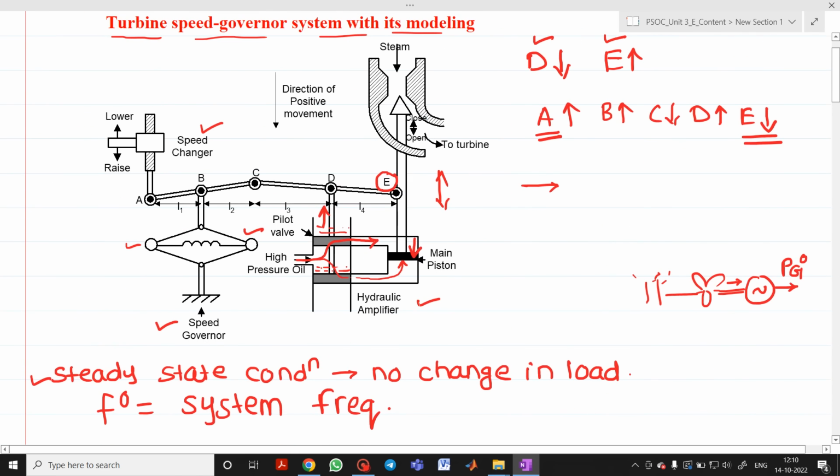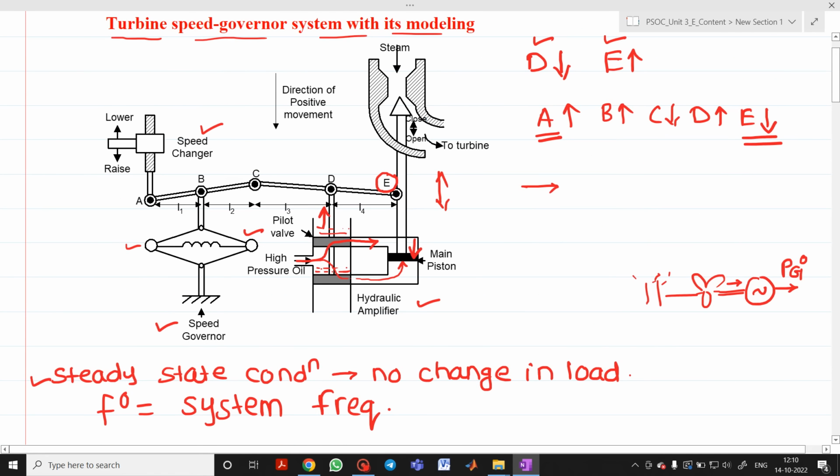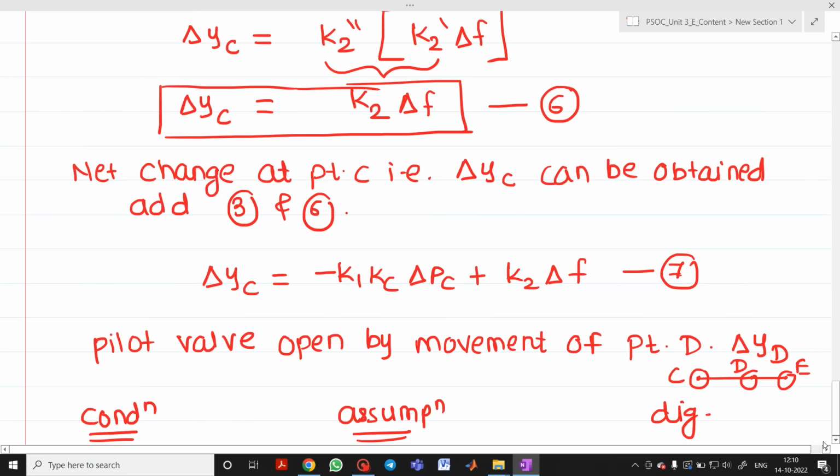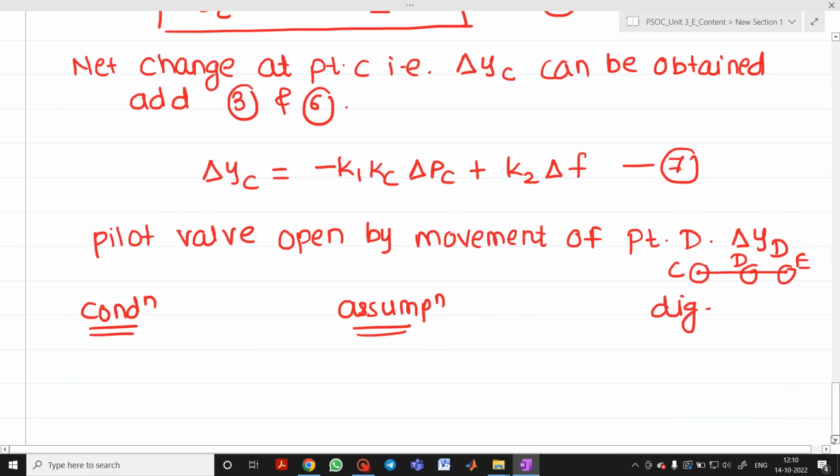And where is the pilot valve? If you see, this will be your pilot valve, which is connected to D, and the movement of D will be the movement of the pilot valve. The opposite will be the movement of steam inlet, that is at point E. So what we will do, I will write it here. First, the pilot valve opens by the movement of point D.